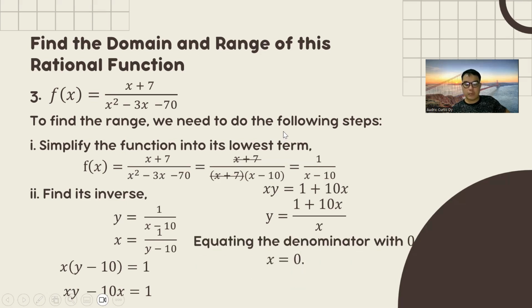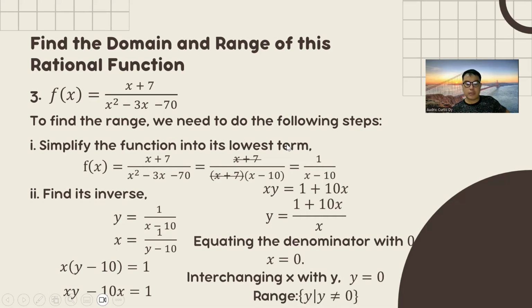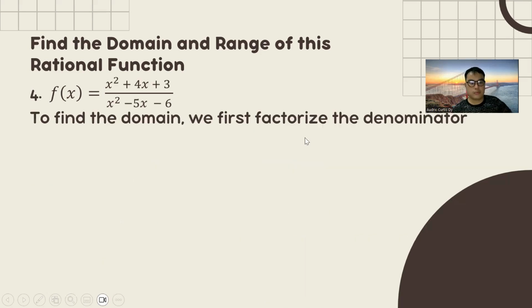So equating the denominator with 0, x is equal to 0. So interchanging x with y, y is equal to 0. Then the range is all real numbers except 0. So any value of y, basta hindi 0, x is not equal to 0.